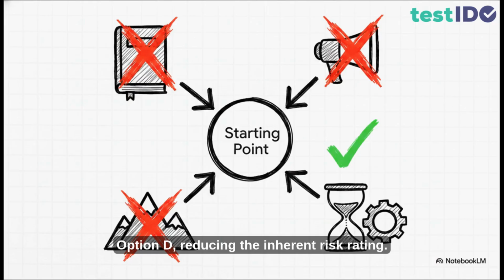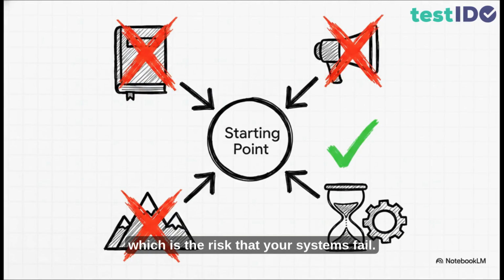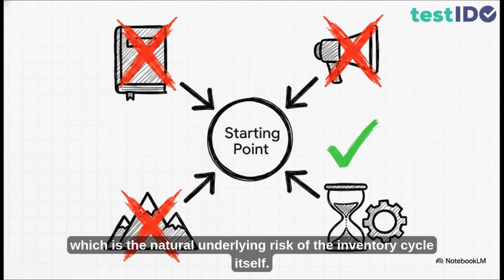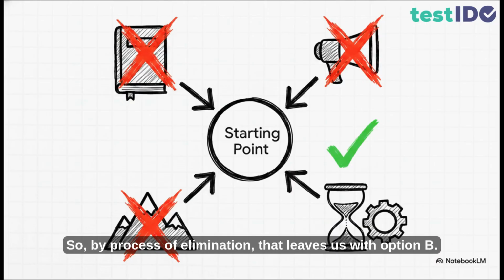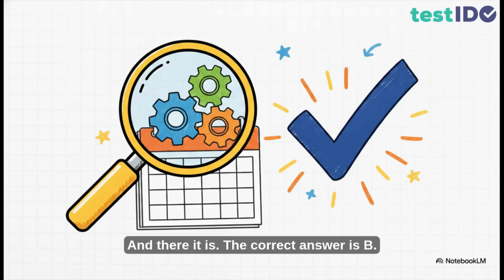Option D, reducing the inherent risk rating. This is a tricky distractor. Software fixes change control risk, which is the risk that your systems fail. They do not change inherent risk, which is the natural underlying risk of the inventory cycle itself. So, by process of elimination, that leaves us with option B. And there it is. The correct answer is B.